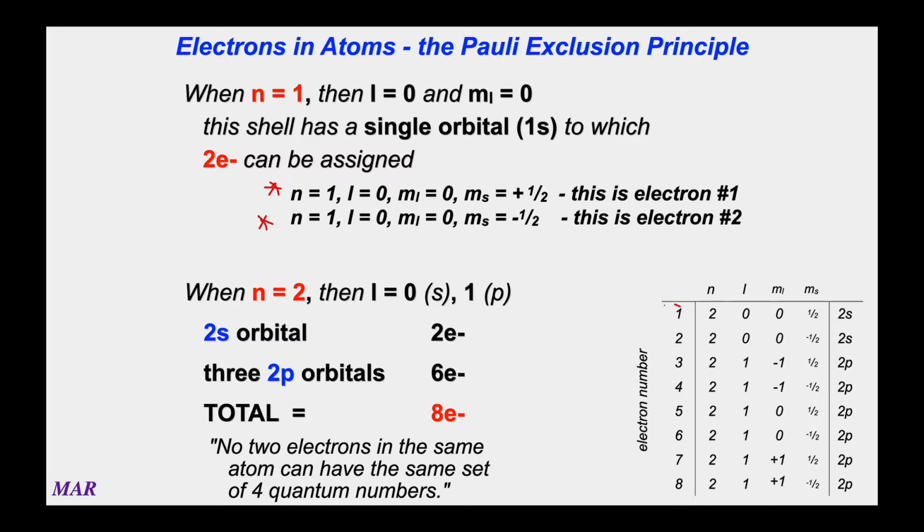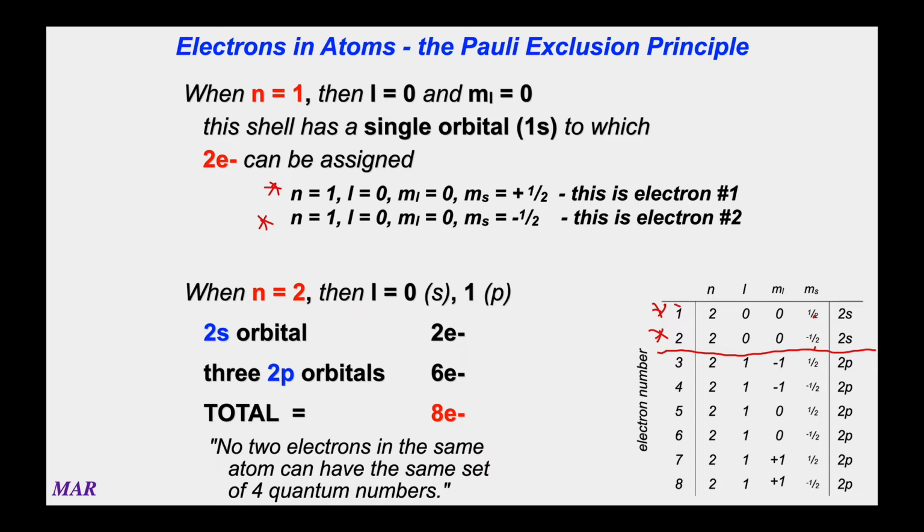So let's look at the first 2 right here first, all right? Those are n equals 2, L equals 0, M sub L equals 0. When L equals 0, M sub L can only equal 0, so there's only one allowed M sub L. And like before, M sub S can be positive 1/2 or negative 1/2. So these first 2 electrons are the 2 electrons going to go in the 2s orbital, or the 2s subshell, if you will.